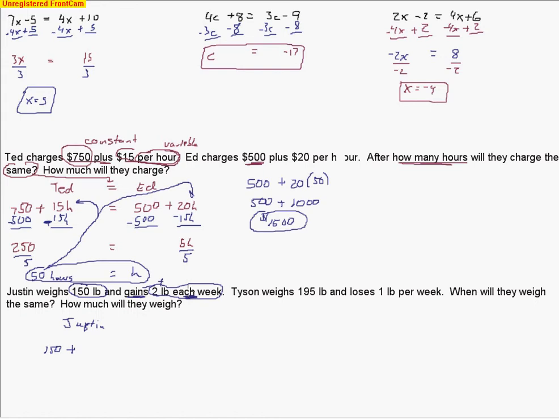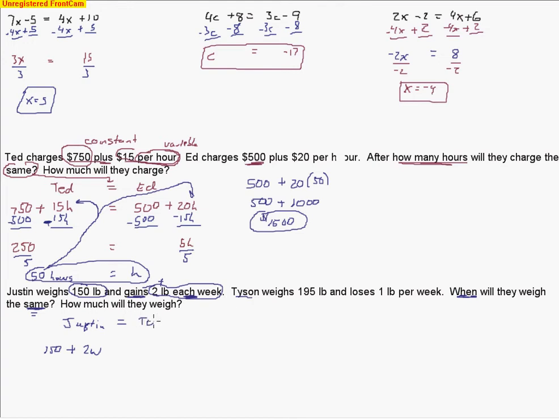But we want to go to the question to see if that's really what they're asking for. When will they weigh the same? Yes, when means like, after how many weeks will they weigh the same? So yes, that is our variable amount. So we're going to write down 2W, after how many weeks? We don't know. And they also say when they'll weigh the same. Same means equals. So we're going to set Justin's equal to the next person, Tyson.